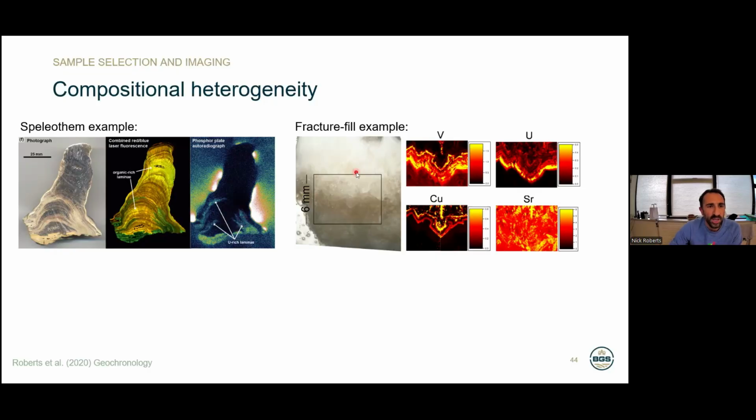And then if we go to a fracture-fill example, this crystal or vein is going from the top to the bottom, and you can see in the uranium map we have really drastic variation in uranium. Vein-fill or fracture-fill calcites often have two to three orders of magnitude variation in uranium, so it can be quite hard sometimes to target and find the highest uranium areas.